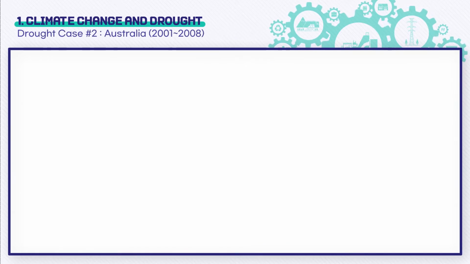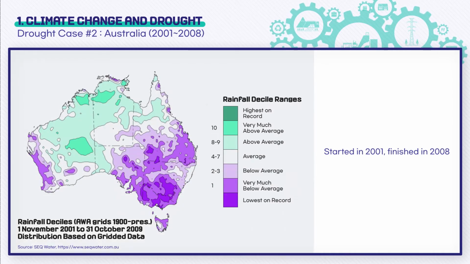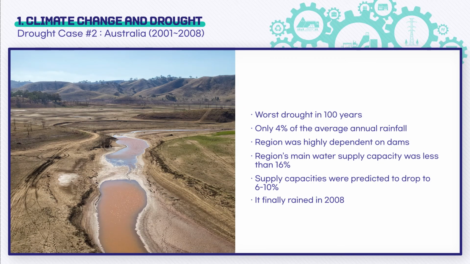The drought in Australia began in 2001 and continued for approximately 8 years, until 2008. With the worst drought in approximately 100 years, certain regions recorded only 4% of the average annual rainfall. The regions affected by drought were highly dependent on dams, and the supply capacity of dams was only 16%, with the predicted supply capacities being only 6 to 10%.